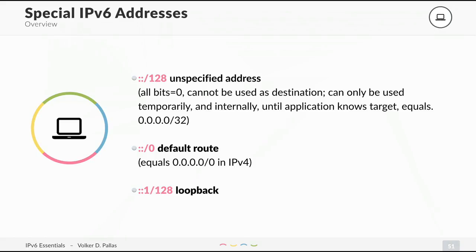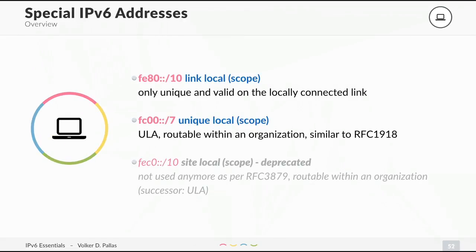For the different scopes, we also have different address ranges. FE80::/10 is used for the link local scope, and it's only valid, as you know, on the locally connected link or on your own VLAN. Then we have the unique local scope. This is the address part that is routable within your organization, which is comparable to RFC 1918 addresses in IPv4. This starts with FC00::/7. And we have the site local scope, which is deprecated, so we'll not talk about it. Nobody uses it anymore, and it has been discontinued.